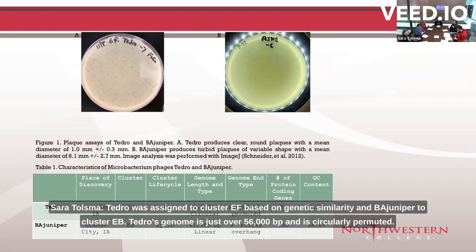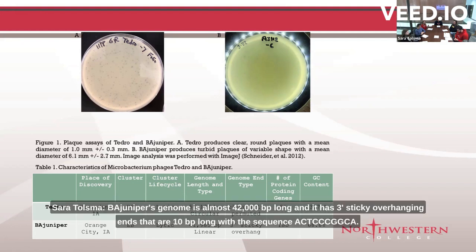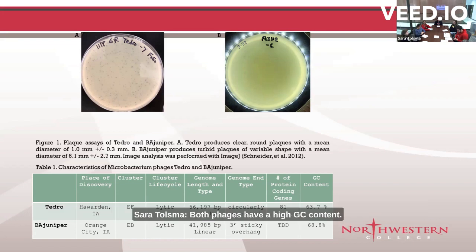Tedro's genome is just over 56,000 base pairs long and is circularly permuted. BAjuniper's genome is almost 42,000 base pairs long, and it has 3' sticky overhanging ends that are 10 base pairs long with the sequence ACTCCCGGCA. Both genomes have a high GC content.